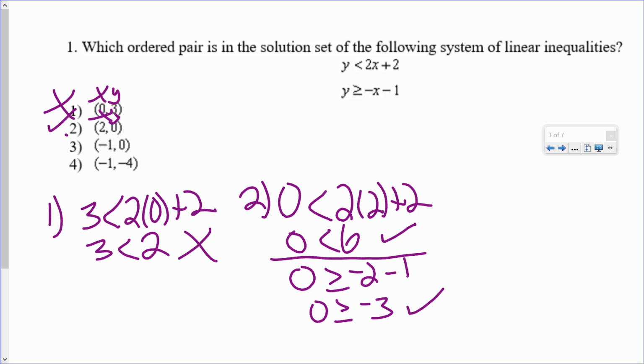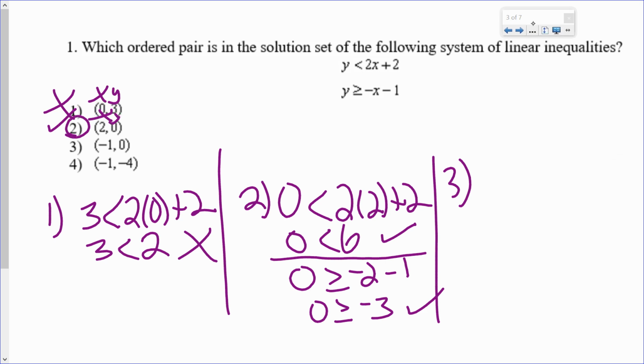Since it's SAT, I'm going to circle my answer. I'm going to double check it. Looks good. I'm going to move on. Now, let's just go through the other choices again, just because I want you to understand the procedure here. But again, for SAT, time is a factor. Once you get your right answer, take a quick double check and then move on.